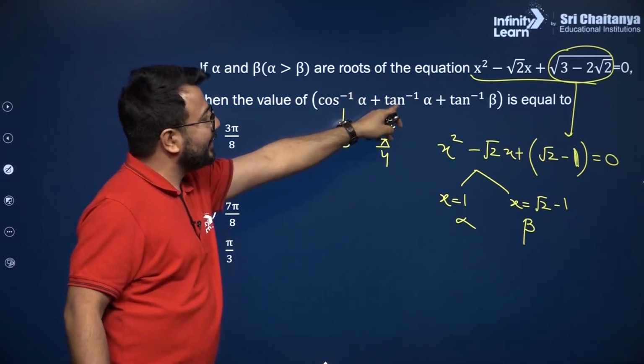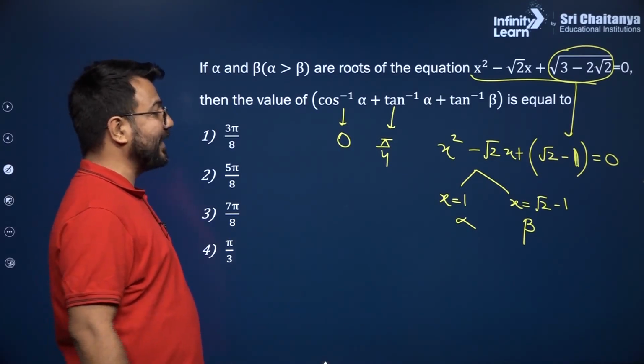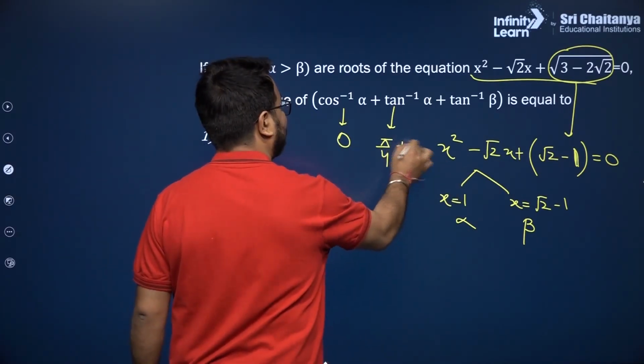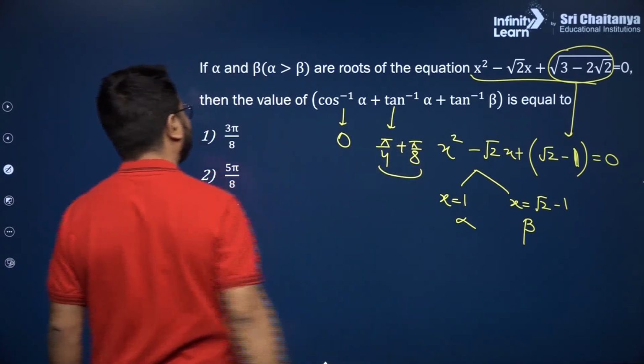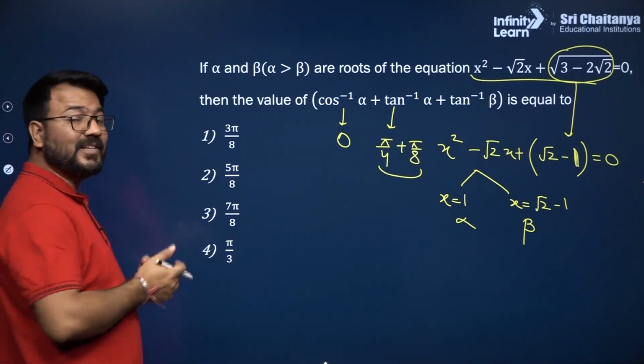Okay, then tan inverse 1 we are getting pi by 4, and tan inverse of root 2 minus 1 we are obtaining as pi by 8. So we just need to add these and we will be able to get the final answer. So what is the final answer that we are actually generating from here?